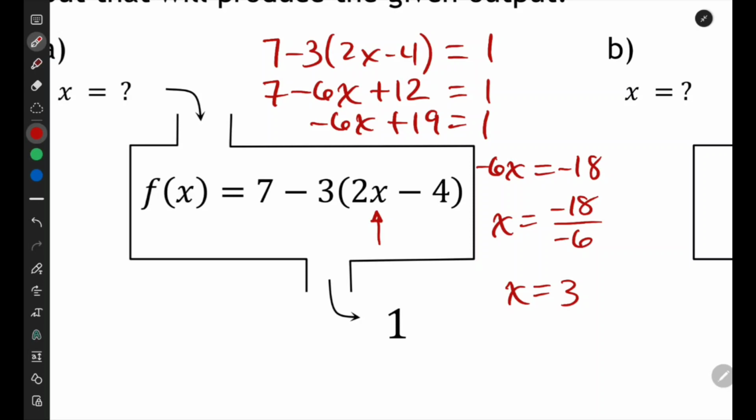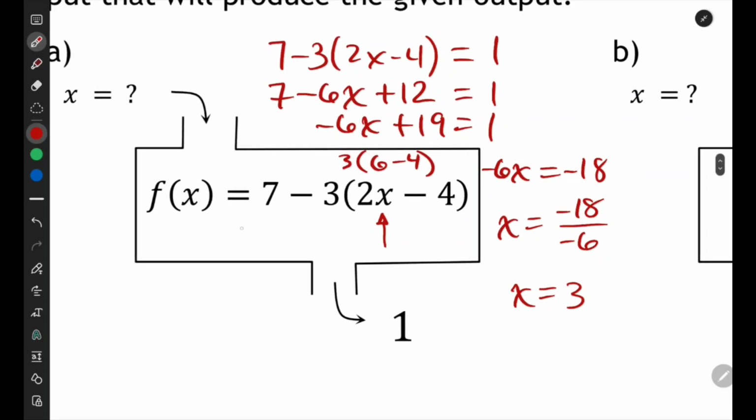So when 3 goes into this function, right, when 3 is the input, it should produce a value of 1, and I can verify that, right? 2 times 3 is 6. 6 minus 4 is 2, right? This is the number 2. And then 2 times 3 is 6, and 7 minus 6 is indeed 1. So that checks rather nicely. X is the input that will produce an output of 1.